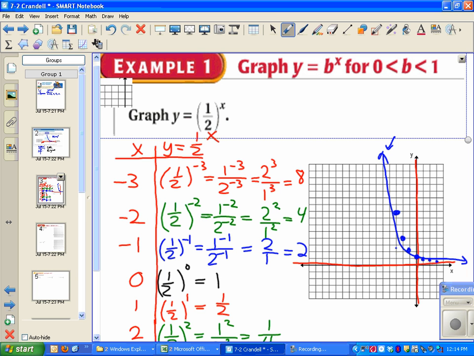And then our domain is all real numbers. Our range is y is greater than 0, and eventually that will be k.